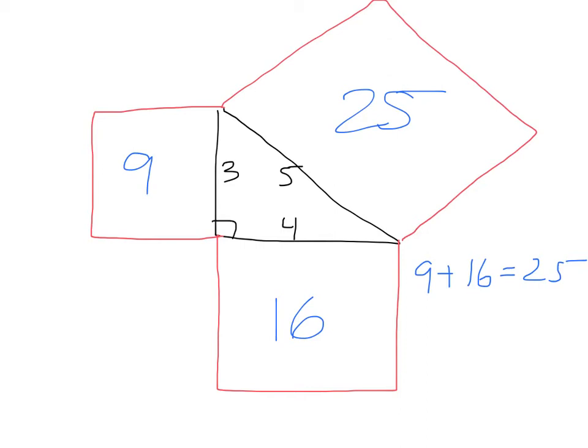Now, what's cool about this is that it doesn't only work with squares. He also did it with semicircles. And he found that semicircles with a radius of 1.5, a radius of 2, and a radius of 2.5 also worked out the same way. So it worked out that the squares were where it came from.